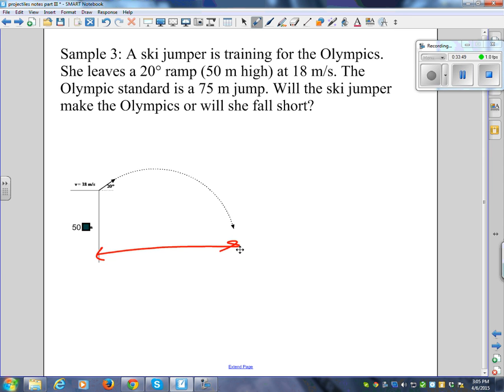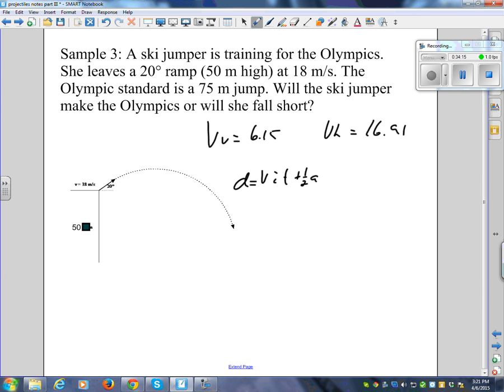So how far away, basically, have they got to 75 meters or not? Okay, so what do we got here? Can you tell me the VV and the VH quickly? VV is 6.15, and VH is 16.91. Does everyone agree? Yep. Okay, so elegant way, D equals VIT plus 1/2 AT squared.